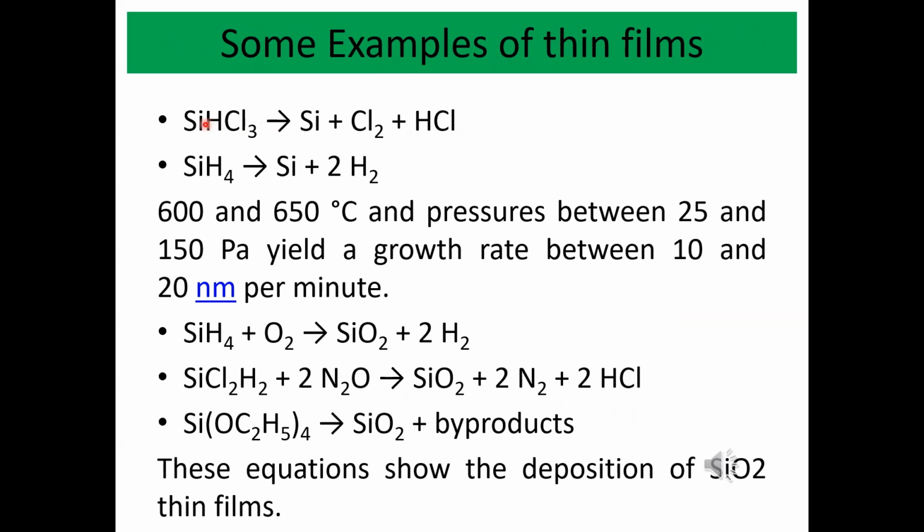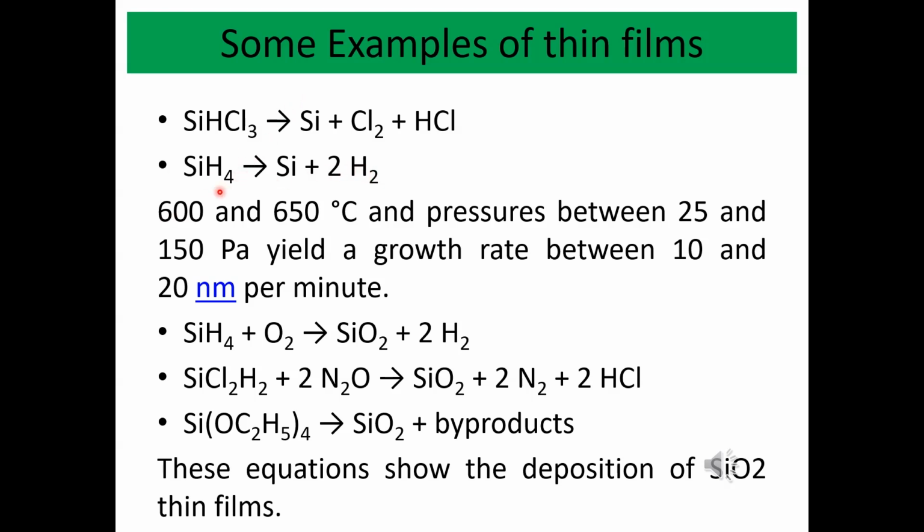Here are some examples of the reactants, the reactions which give us the products in case of chemical vapor deposition technique. SiHCl3 gives us silicon plus chlorine as well as HCl as byproduct. Similarly, SiH4 affords us silicon thin film, and two hydrogen molecules are emitted as byproduct during this reaction.